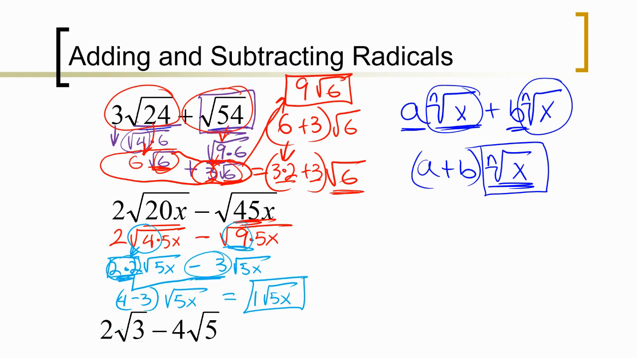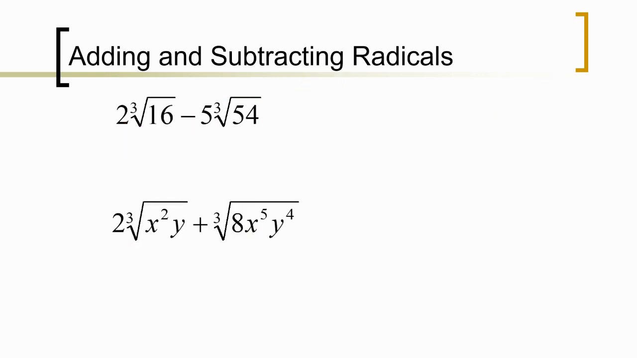Now this last example is just one that you would call prime or something, and just leave it alone. There's no way to make the radicals the same index or values, so 2 square roots of 3 minus 4 square roots of 5, you would leave it alone. So sometimes they are prime.